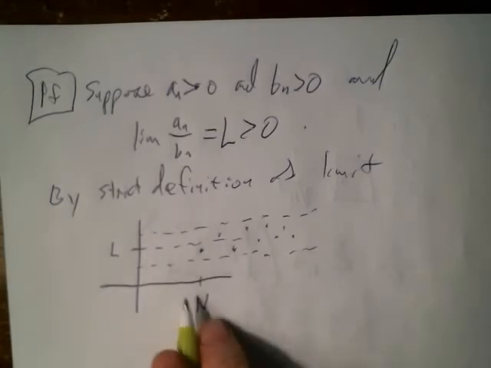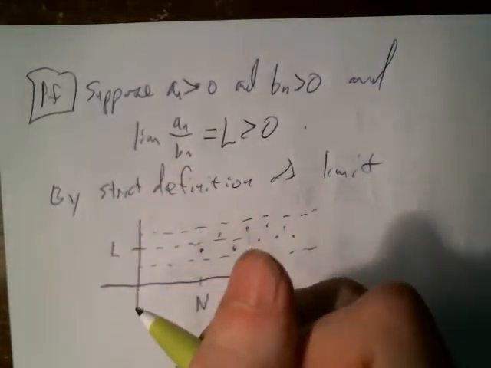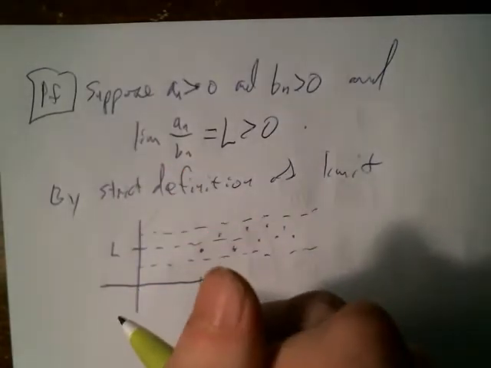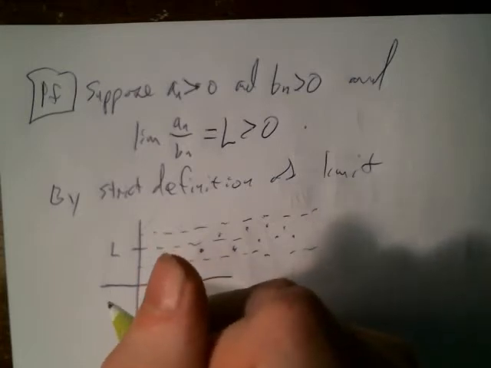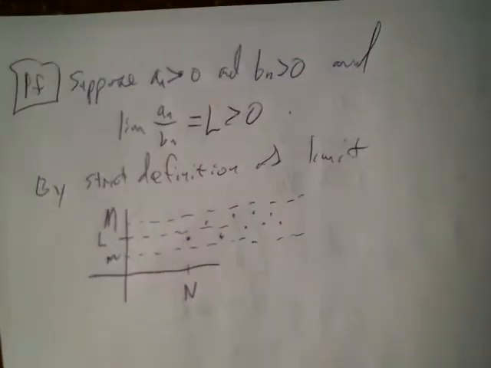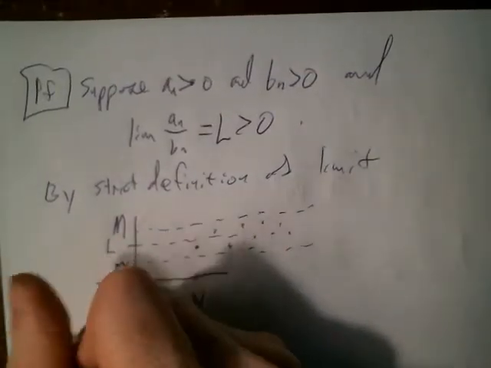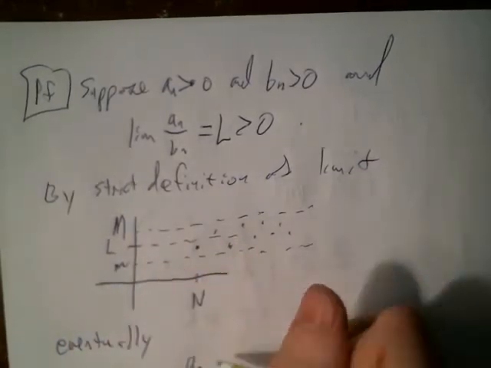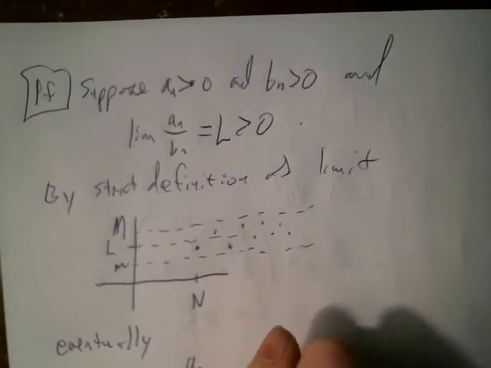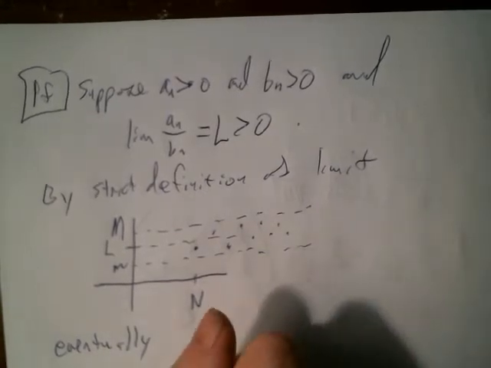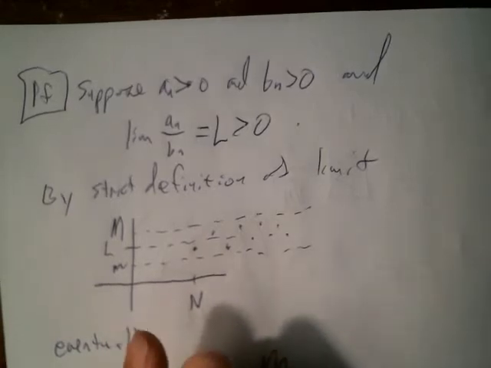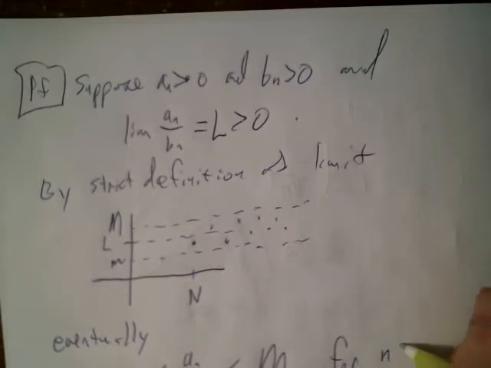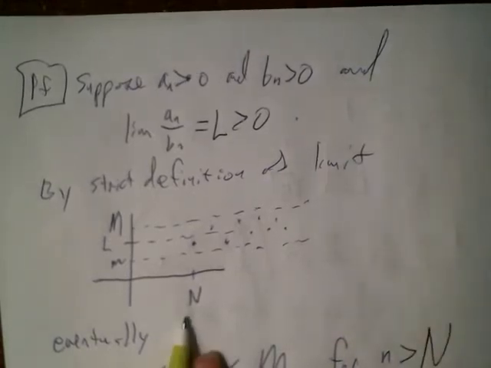Okay? As a matter of fact, there's probably some sort of lower bound and an upper bound. So we call this little m and this big M, and say, by the strict definition of a limit, eventually a sub n all over b sub n will be less than big M and greater than this little m, which is greater than 0, for n greater than this big N we have over here. Okay?